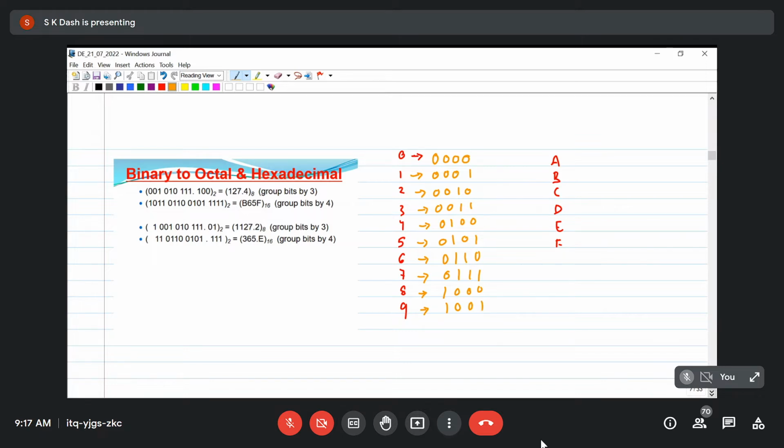Again, I am following the same trick only. I am not doing anything intelligent. Again, this is only 1, this is only 2, this is 4, this is 8. So, depending upon this only, I am writing all this.